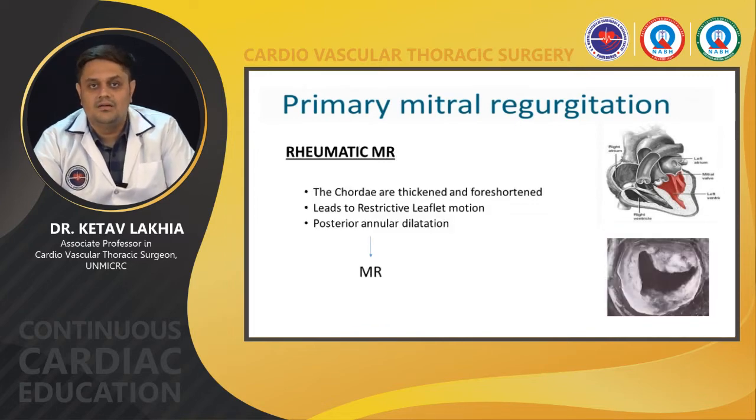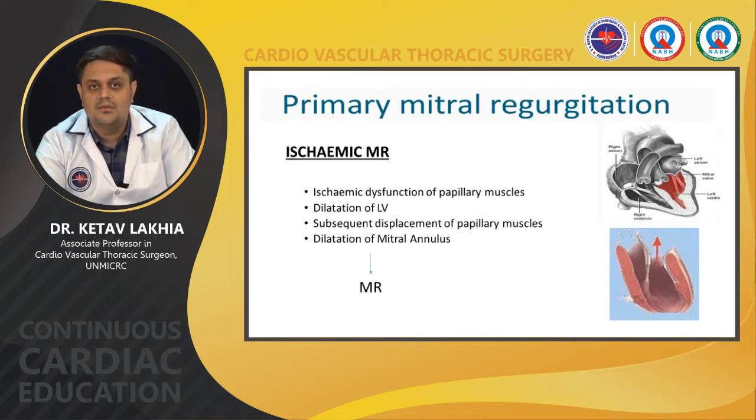In the rheumatic MR, the pathology is that the chordae are thickened and foreshortened, which leads to restrictive leaflet motion. Along with this, there is posterior annular dilatation, as you can see in this figure, which ultimately leads to mitral regurgitation.